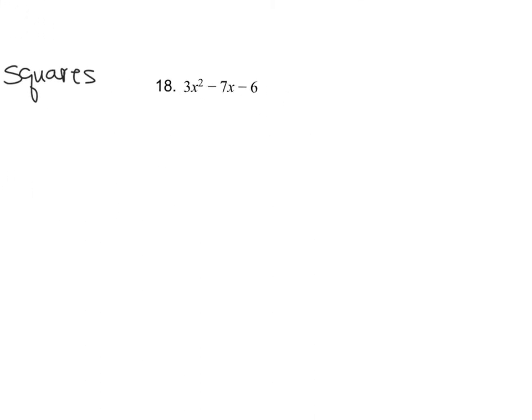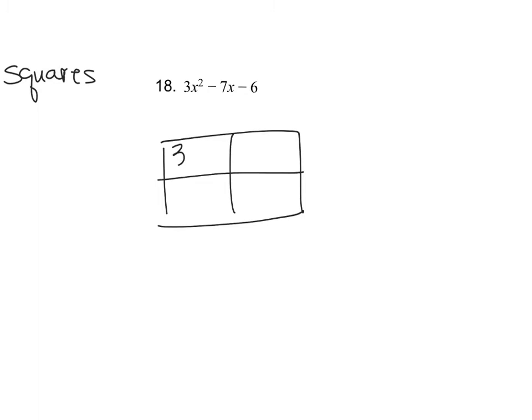Number 18, we have 3x squared minus 7x minus 6. So the value in front of x squared is something other than 1, so I want to check for a GCF. And unfortunately, there is no value that goes into 3, 7, and 6. So I can't factor out a GCF. So what we're going to do is we're actually going to use the box method to factor. So we're going to put our 3x squared and our negative 6 in our top left and bottom right boxes.